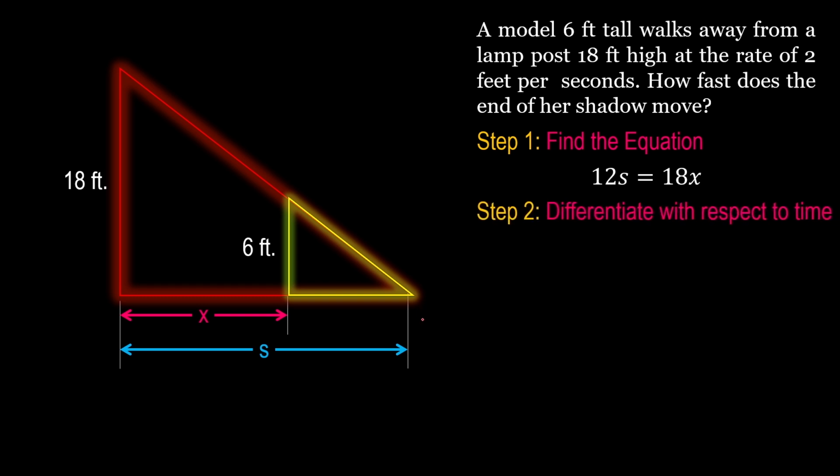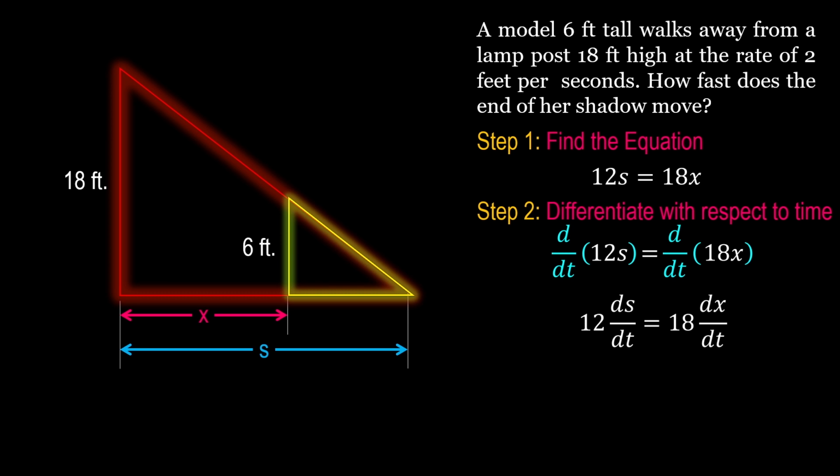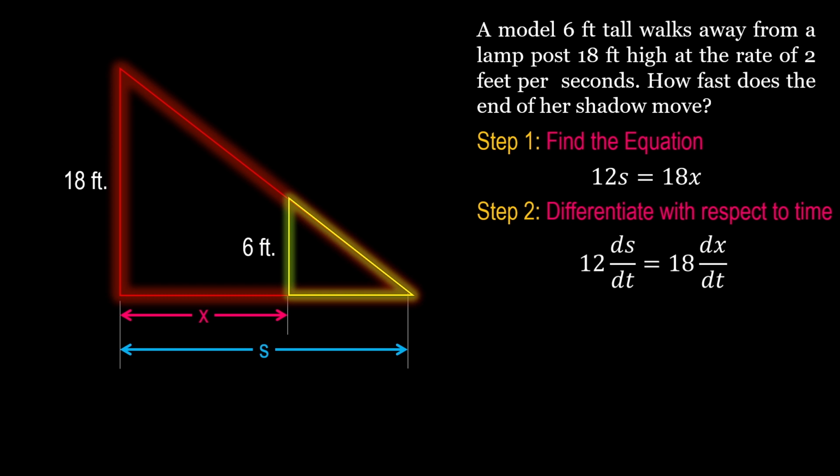Now, step number 2, we have to differentiate with respect to time. So we'll get the equation we found in step number 1 and differentiate it with respect to time, like this. Differentiating both sides of the equation, we'll have 12 ds over dt is equal to 18 dx over dt. So this is our final answer for step number 2, because your task is only to differentiate the equation with respect to time, and we'll stop at that.